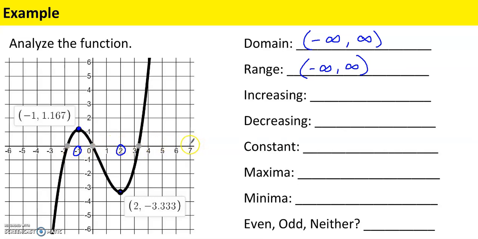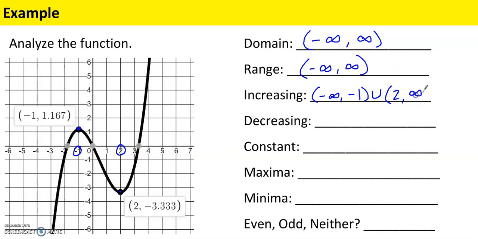So that's an interval that has two parts to it that will connect with that union symbol. We're increasing from these x's, -infinity to -1. And then I'm going to say union with this set. We're also increasing from 2 to +infinity.